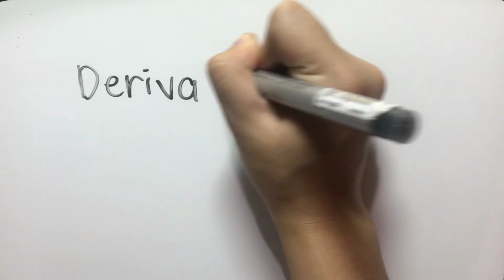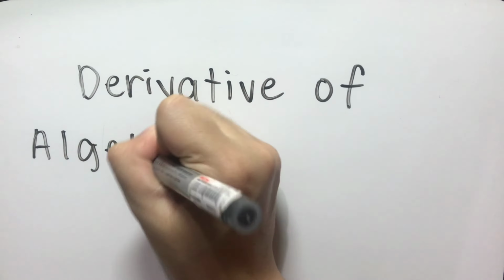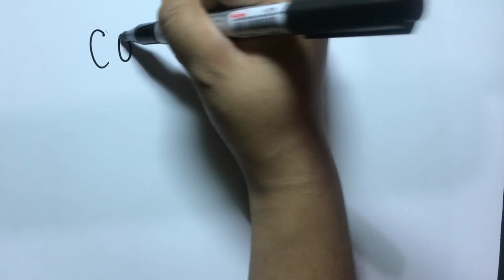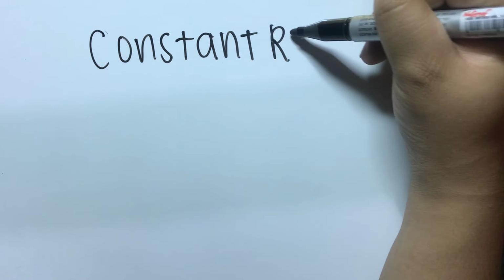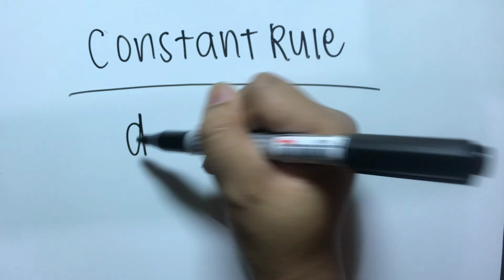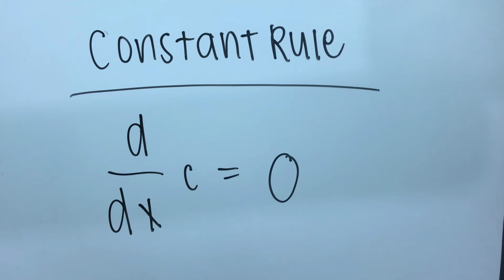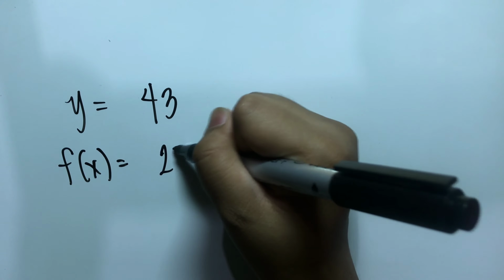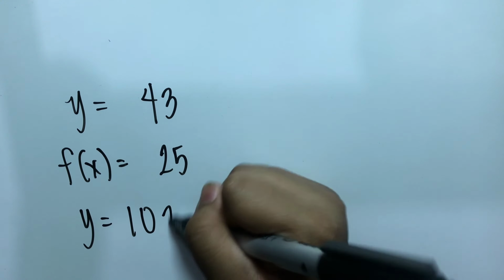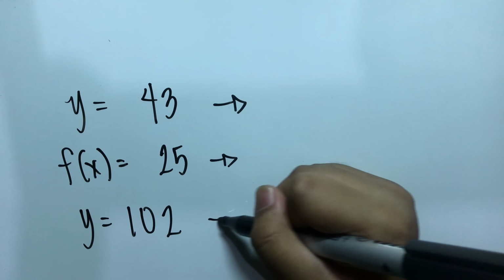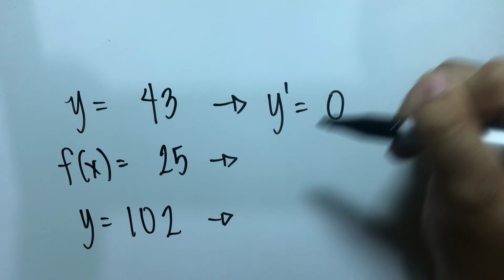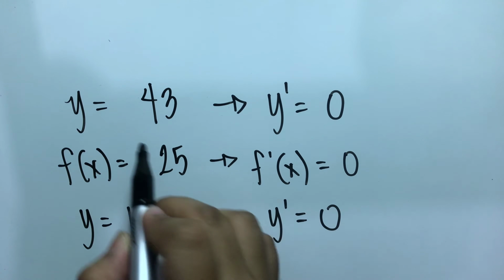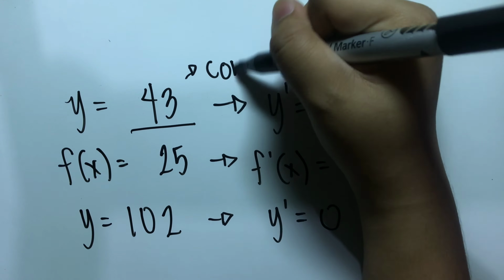In the first part, we're going to go over the differentiation rules for algebraic functions. The first rule is the constant rule. The derivative of c, where c is a constant, is simply 0. For our example, y is equal to 43, f of x is equal to 25, and y is equal to 102. The derivatives of these are y prime is equal to 0, f prime of x is equal to 0, and y prime is equal to 0. Just simply remember, if the function is a constant, then the derivative is 0.